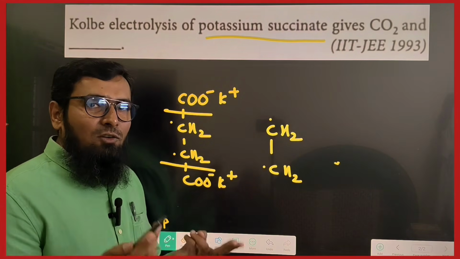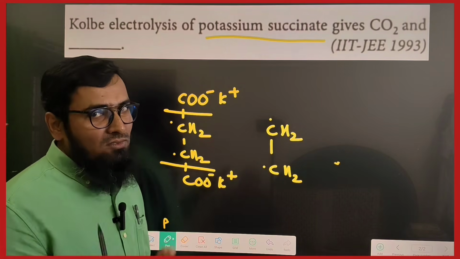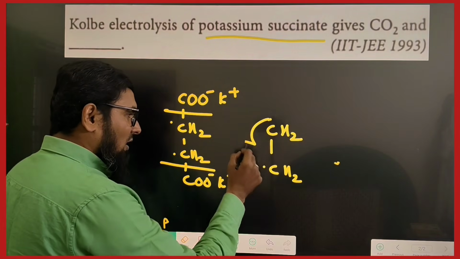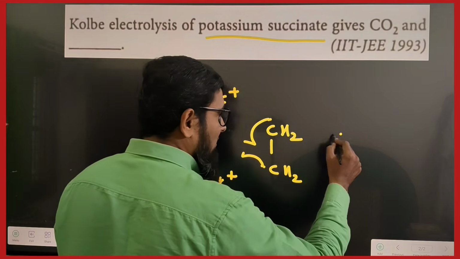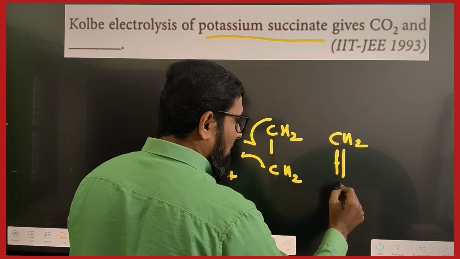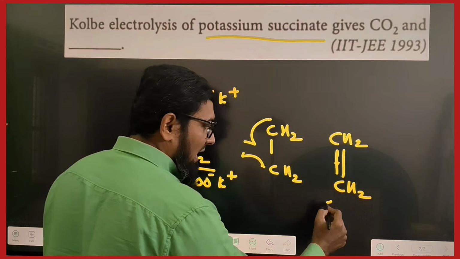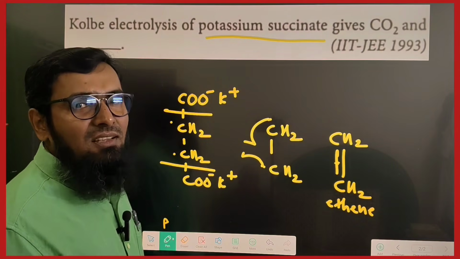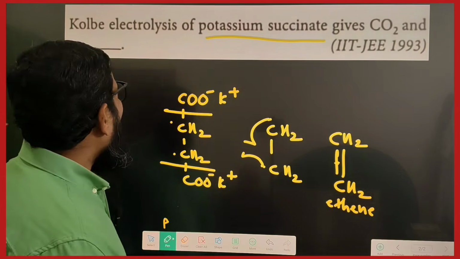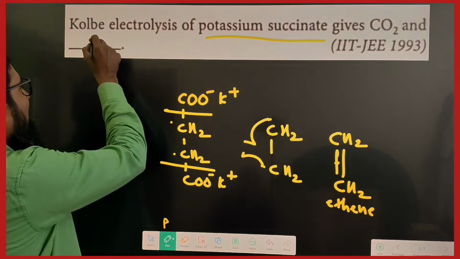Students, you know that to make one single bond, 2 electrons are required. So now these 2 electrons will join to form one more bond between the 2 carbon atoms. So what is the final product? CH2 double bond CH2, which is called ethene, the IUPAC name. Ethylene is the common name. So what is the answer? The answer is ethene.